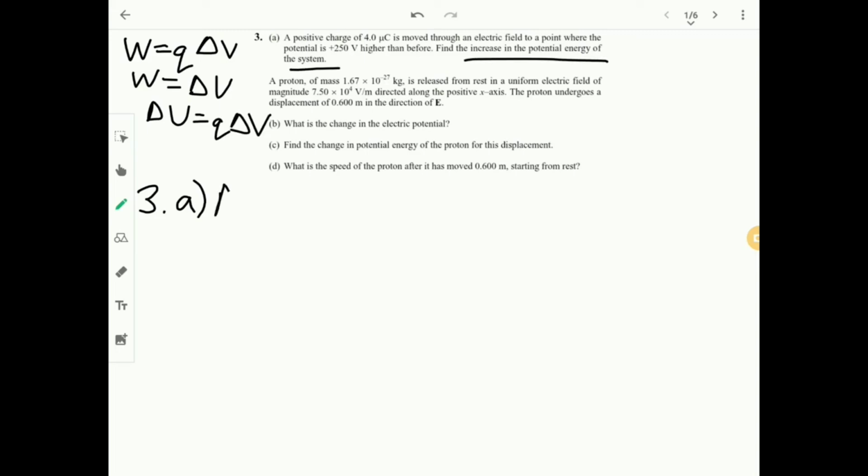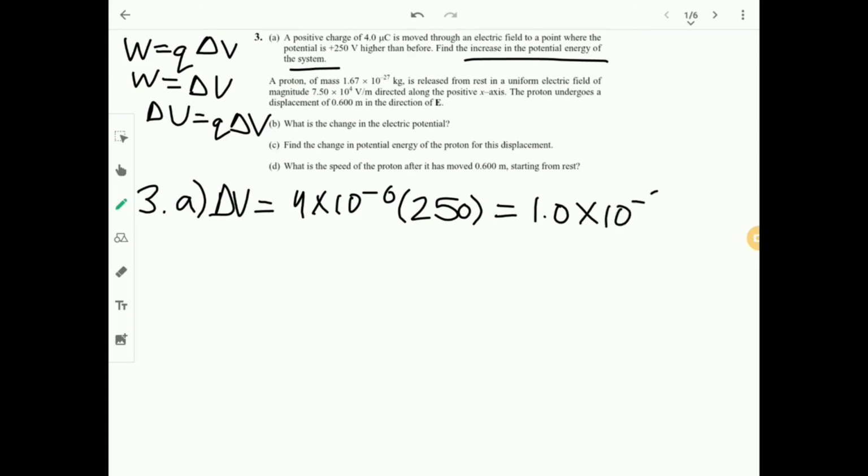So using this formula, delta U equals 4 times 10 to the minus 6 into 250, because that's the change in electric potential, which gives us 1.0 times 10 to the minus 3 joules.